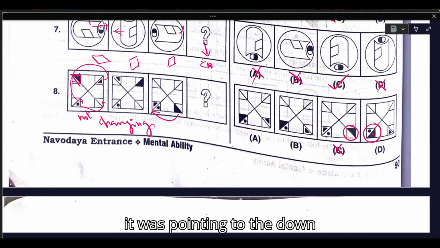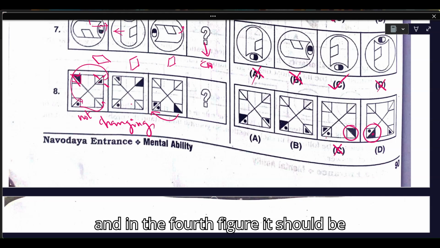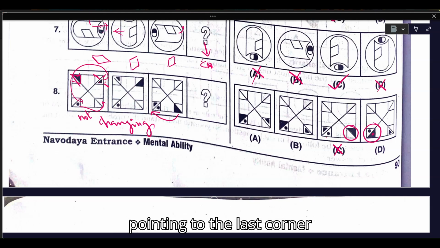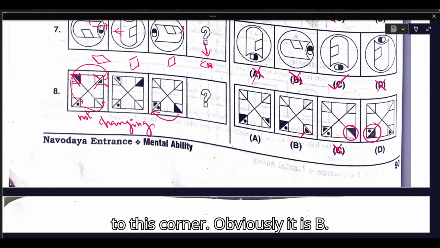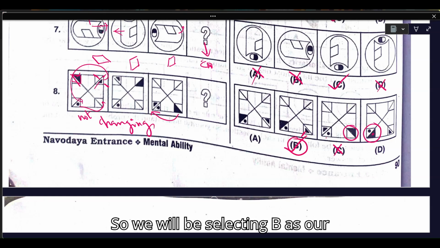It was pointing down, and then it pointed to this corner, and in the third figure it pointed to this corner, and in the fourth figure it should be pointing to the last corner, right? Yes, so in this figure, where is the triangle which is pointing to this corner? Obviously it is B. So we will be selecting B as our correct answer.